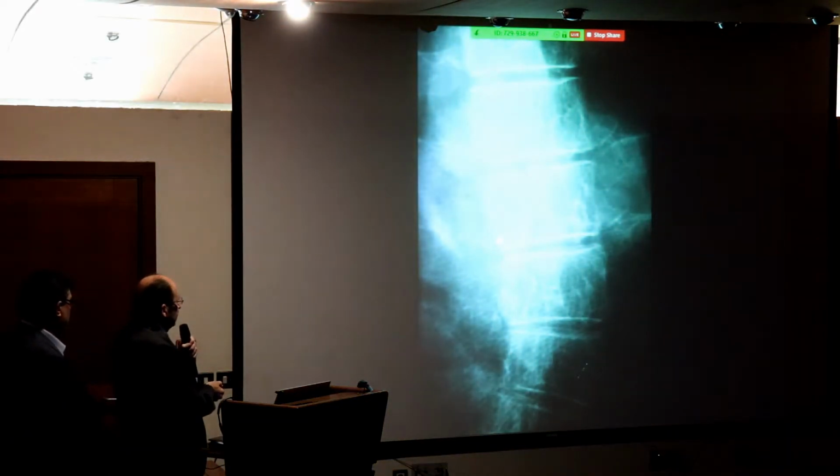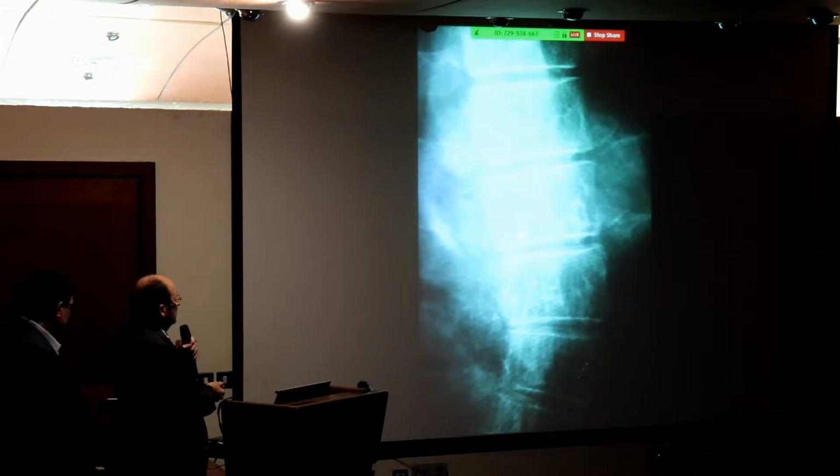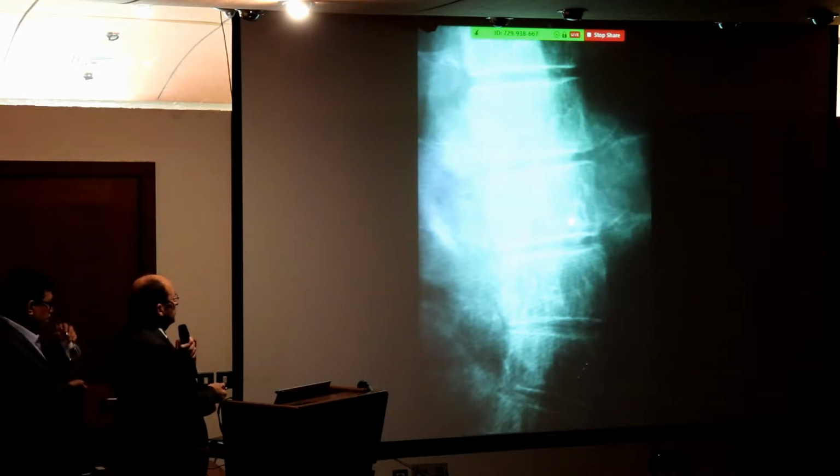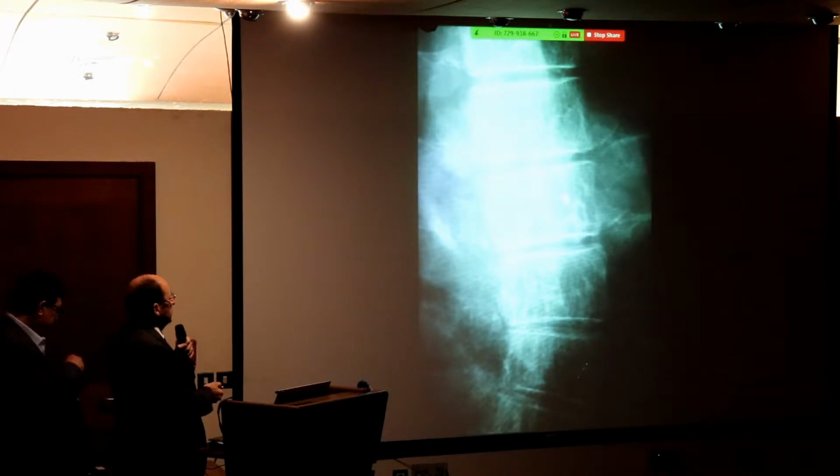This is a plain X-ray for the patient, a view of the thoracic area. You can see here there is a medullary expansion or expansile lesion with thinning of the cortex, but there is no definite bony destruction. Also, there is a decreased bone marrow intensity in this film. Next.